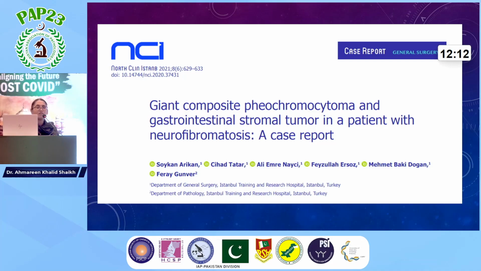Then when we researched the literature, we found a case report from Istanbul, reported in 2020, which showed a giant composite pheochromocytoma and a gastrointestinal tumor. So there is an increased risk of these tumors developing in neurofibromatosis, but the co-occurrence is very rare, and so far only 15 cases of giant pheochromocytoma and gastrointestinal stromal tumor have been presented.